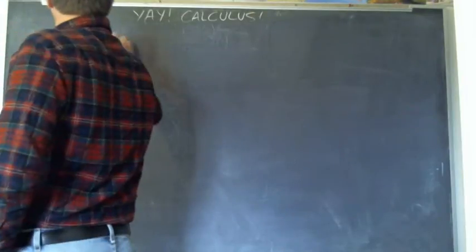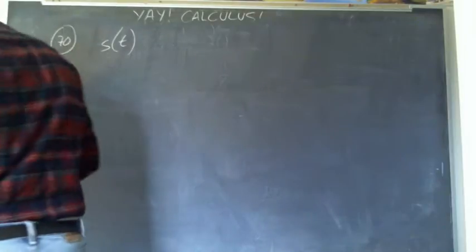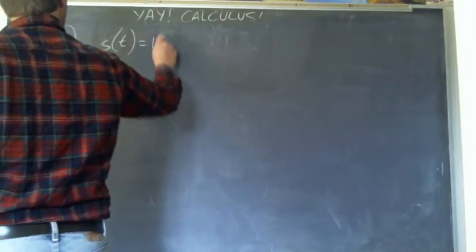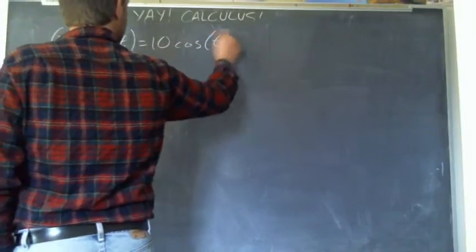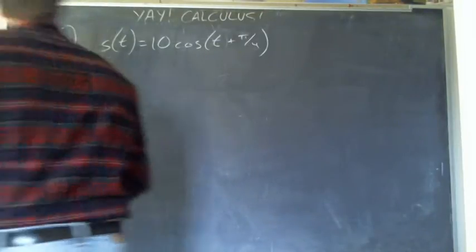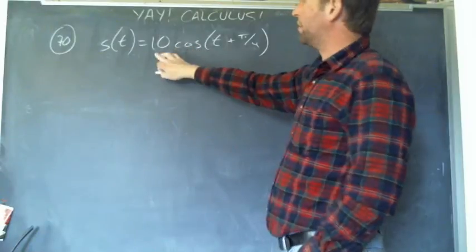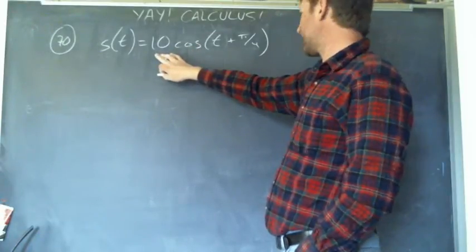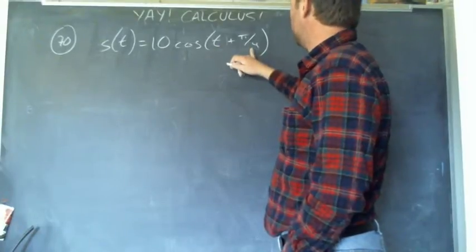So looking at number 70. Our position based on time is given by 10 times the cosine of t plus pi over 4. All right, so this is a nice harmonic oscillation, going back and forth, back and forth. At maximum we go up to 10, at minimum we go down to negative 10. Our period is 2 pi, and we start out just a little bit shy of our maximum.